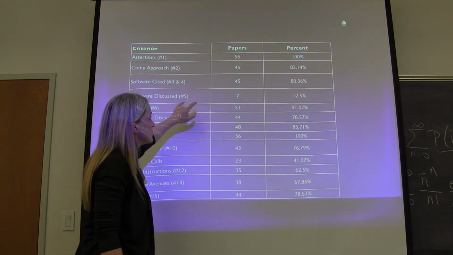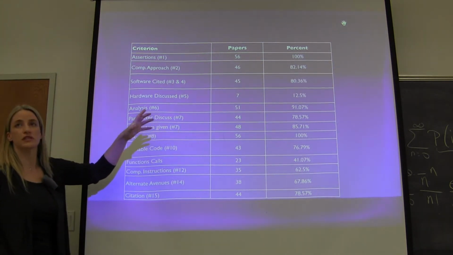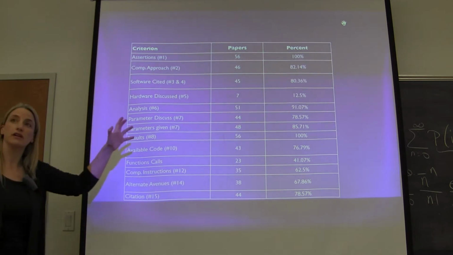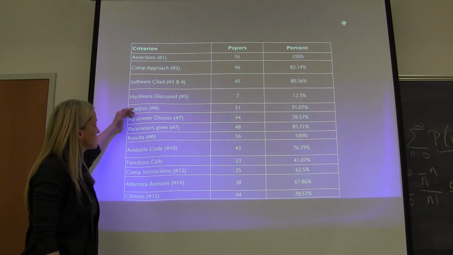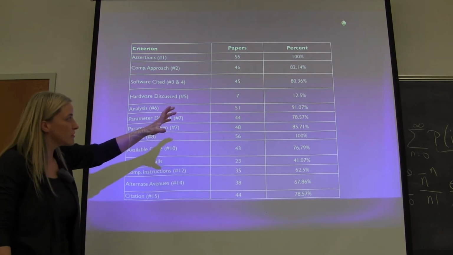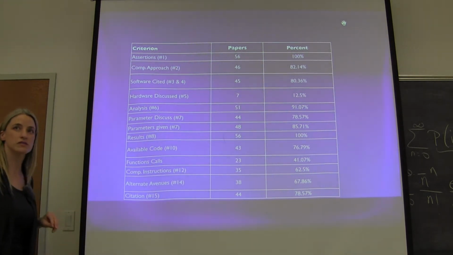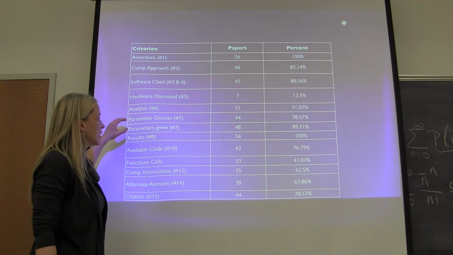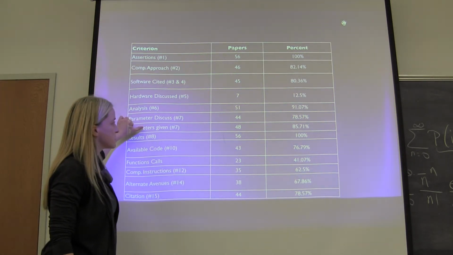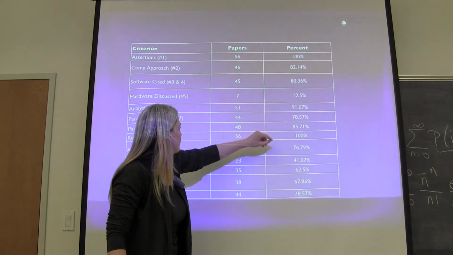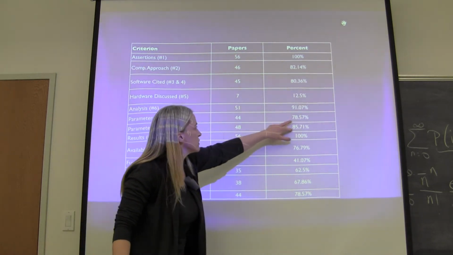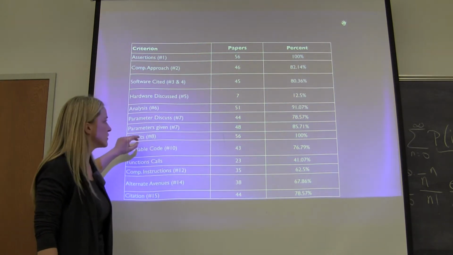Discussing the hardware was pretty miserable, 13%. Arguably, some of them may not have needed to, but this is just not something that's on people's radar. Discussing statistical analysis, 91, so not everybody was fully clear there. Parameters used, like, did they discuss them? Did they tell us what the parameters were? They discussed them. This must be both 85 here.